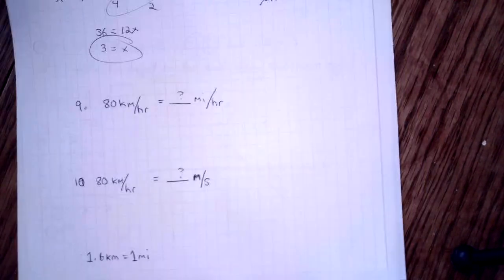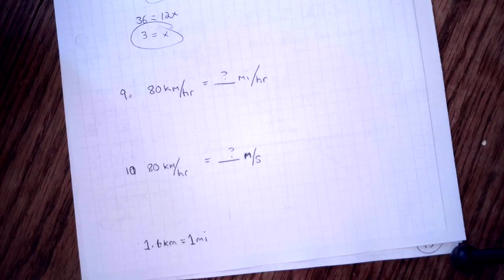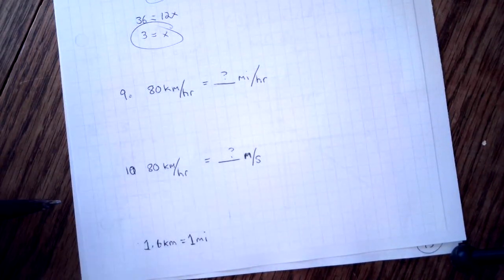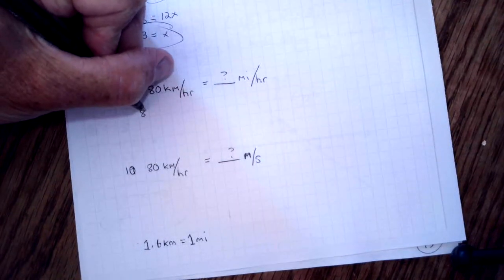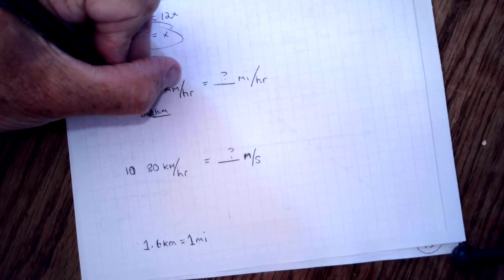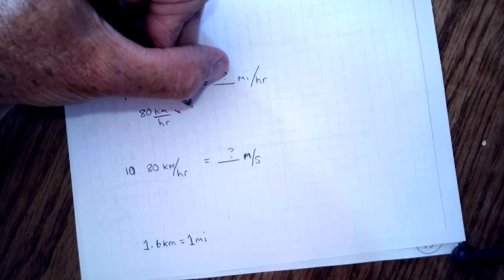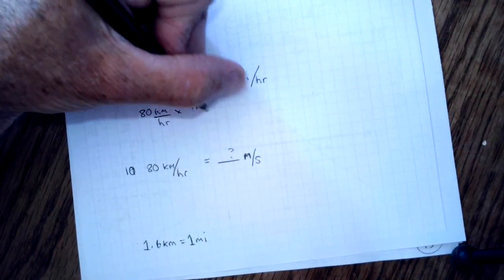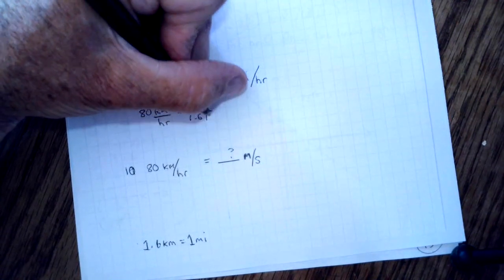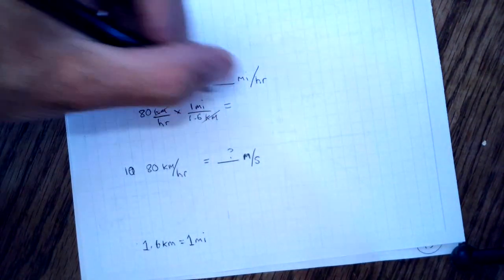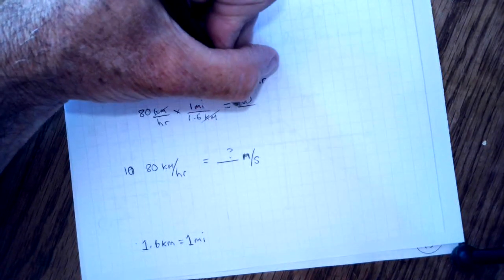Okay, last couple problems. 80 kilometers per hour is how many miles per hour? Now you notice down here, 1.6 kilometers equals 1 mile. So I have 80 kilometers per hour times, and I want miles. So I'm going to say 1 mile is 1.6 kilometers. Then the kilometers will cancel, and I'll end up with 80 times 1, which is 80, over 1.6.